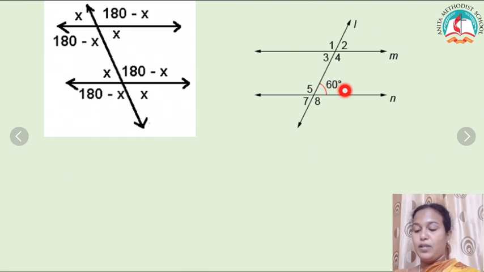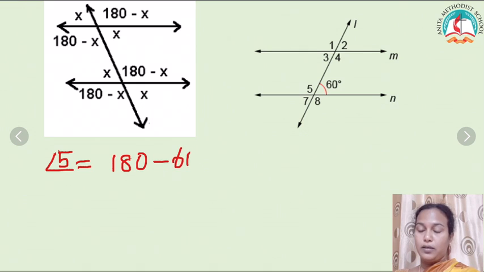Here they have given angle 6 as 60 degrees. Then I have to find out the rest of the angles formed here. Right? So is this 60? We know that the line N is a straight line. The angle which is formed on a straight line is what? 180. So now using that, my angle 5 is equivalent to 180 minus 60, which will be what? Yes, 120. So this is 120.